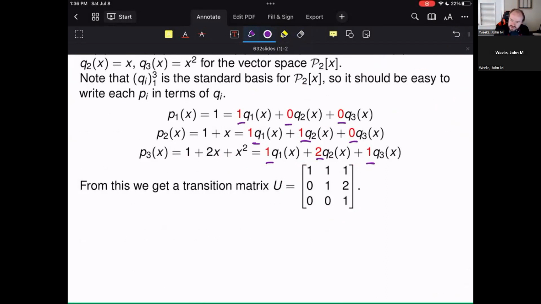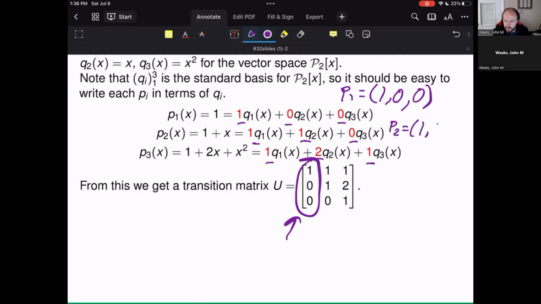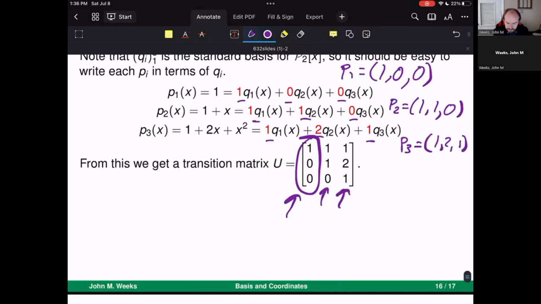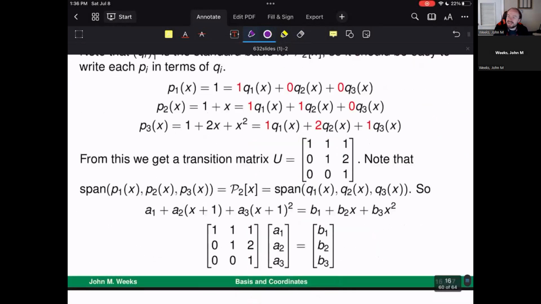Each of these vectors is given in terms of 1, 0, 0. So you can see that we have to write the first vector here, P1. P1 is written as the vector 1, 0, 0. So we had to write that as a column of this transition matrix. P2 is written in terms of 1, 1, 0. So we had to write that as the second column. And P3 was written in terms of 1, 2, and 1. That is the third column here. So let's make sure that we get the transition matrix right then. Let's go ahead and see how this works in a generic case.